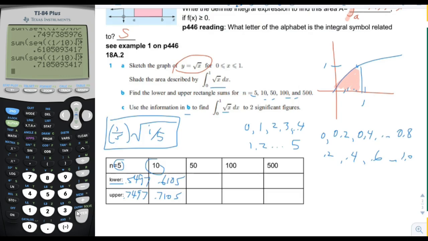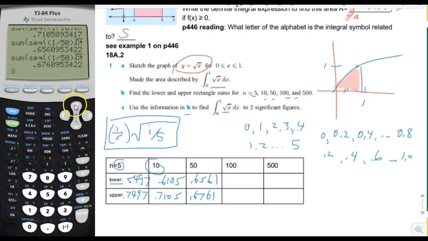So for 50, we're going to change our 10s to 50. And then we're going to change our counters from 0 to 49. This will be the lower, 0.6561. And then we'll do the upper, which would be 1 to 50. That gives 0.6761.